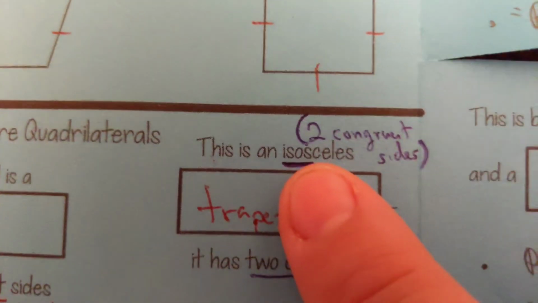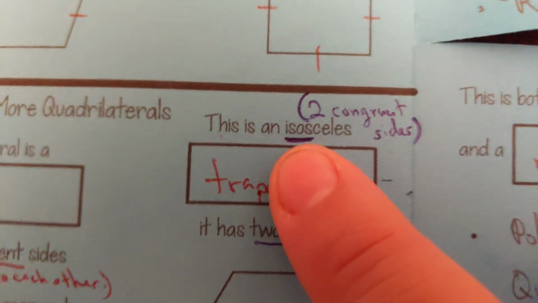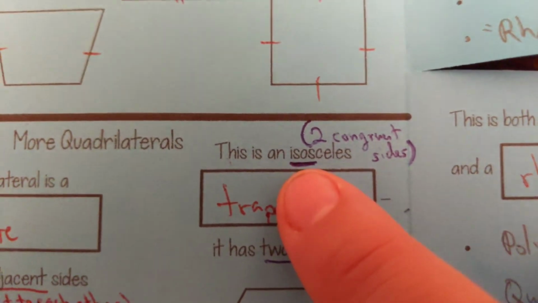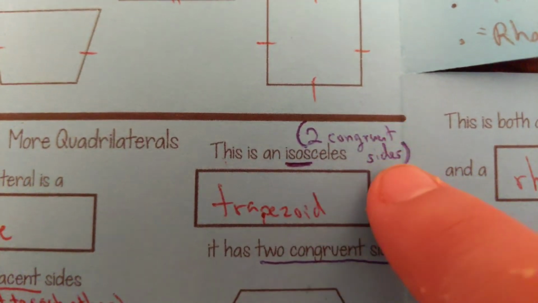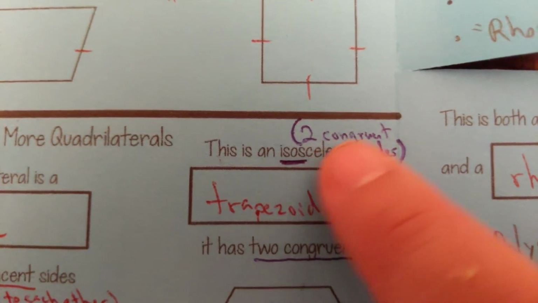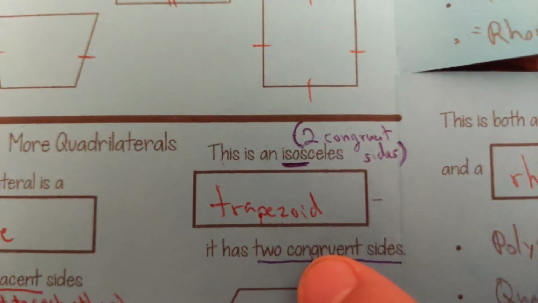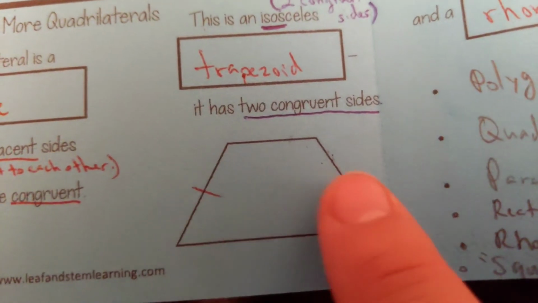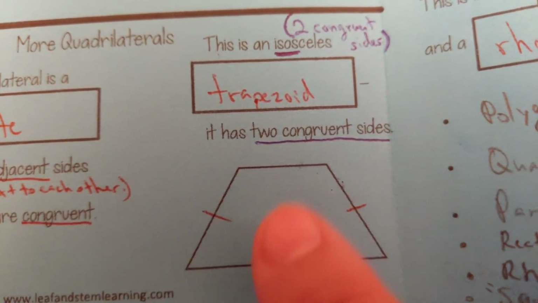Isosceles, we saw in the triangles that it means two congruent sides. Just like the word isosceles, it kind of sounds like the word eyes, like the ones in your head. So you have two eyes in your head, and that means that we have two congruent sides. That's just a way to remember what isosceles means. It means two equal sides. So a trapezoid that's isosceles has two congruent sides. For example, this kind. These two sides are equal to each other, so this makes it an isosceles trapezoid.